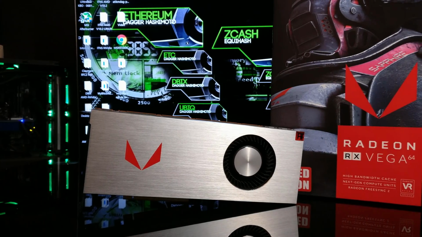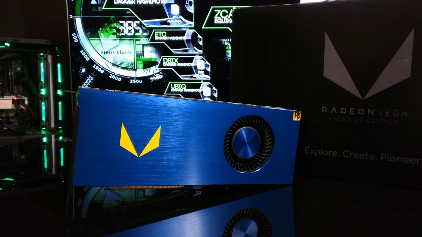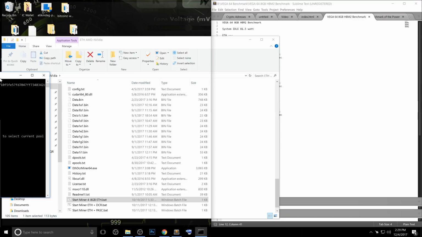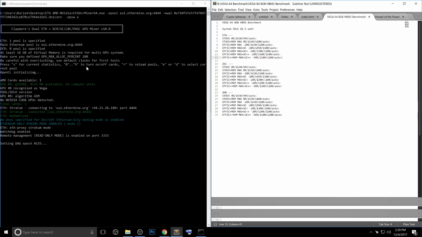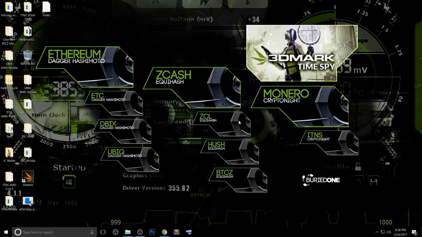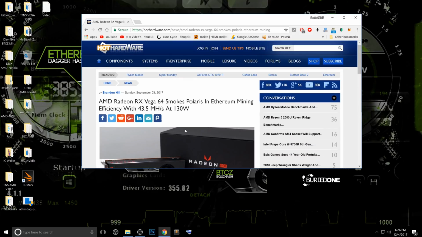I was benchmarking the Vega 64 and the AMD Frontier Edition today. I was benchmarking Ethereum, and meanwhile, I was waiting for the benchmark to progress a little bit. I was searching on the internet, like, hey, what clock settings do people use to accomplish different kinds of hash speeds? And suddenly, I came up with a post, and it says, the AMD Vega 64 smokes the Polaris in Ethereum mining.